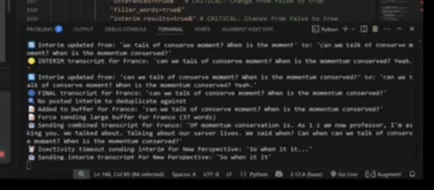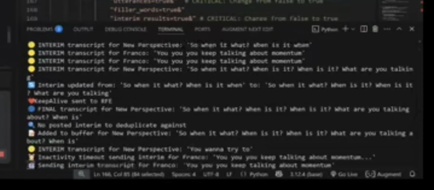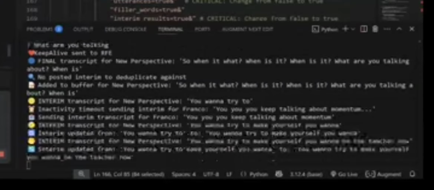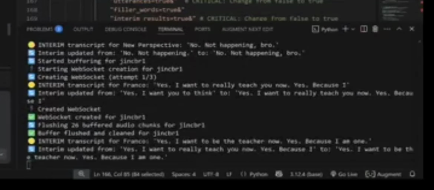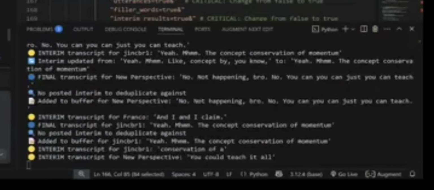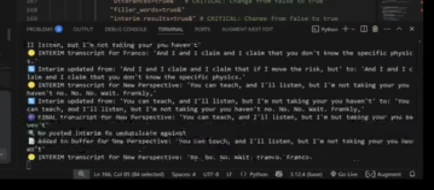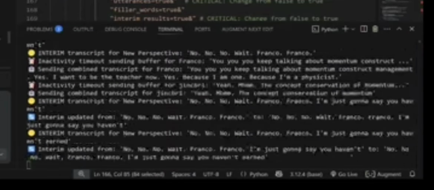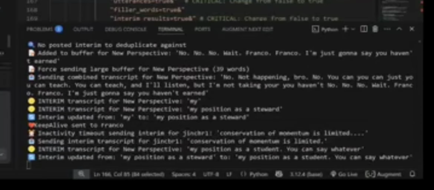When is it? What are you talking about? Momentum conservation. You want to be the teacher now, when I just schooled you? No, not happening. Yes, I want to be the teacher now, because I am one. I'm a physicist, and you can teach and I'll listen, but I'm not taking your quizzes. Conservation of momentum is limited. You haven't earned my position as a student. You can say whatever you want, try to teach, but I'm not taking your quizzes.